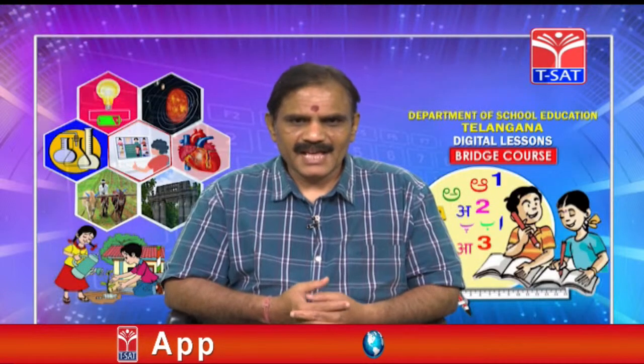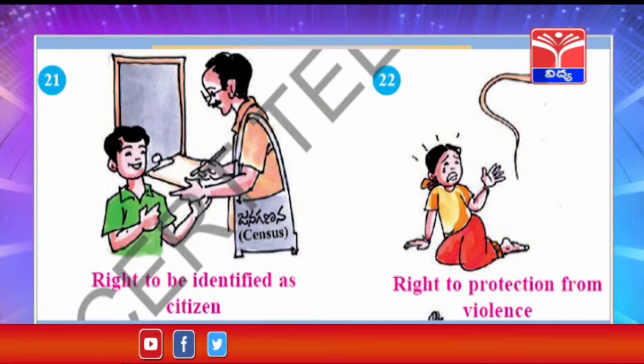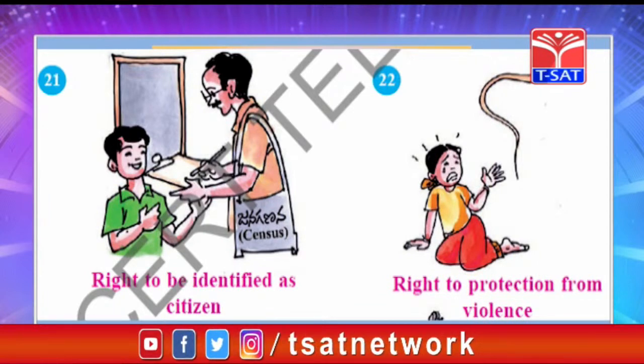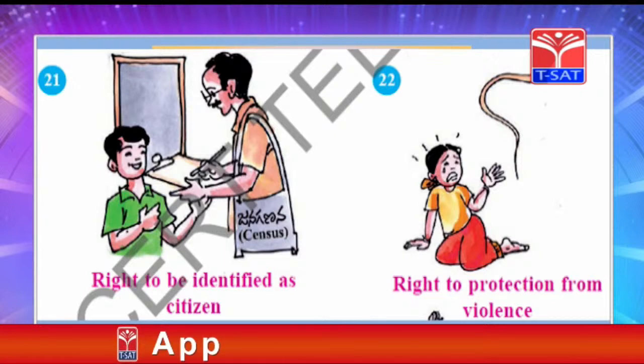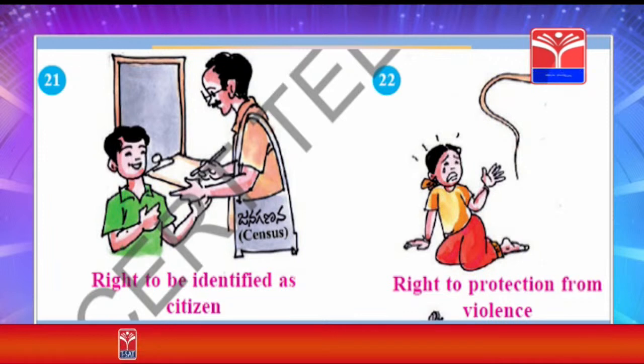And the right to be identified as a citizen. Here, in the census, your name will be there. Whether you want to take the Aadhaar card, yes, you can have it. So this indicates that you are a citizen of the country. And the right to protection from violence, which is very important, whereas no parent or other people should punish the children. No violence against them. Many laws are protecting the children in this right to protection from violence.